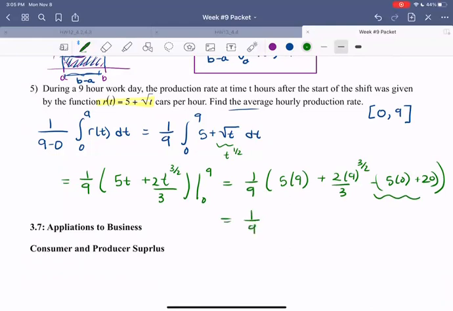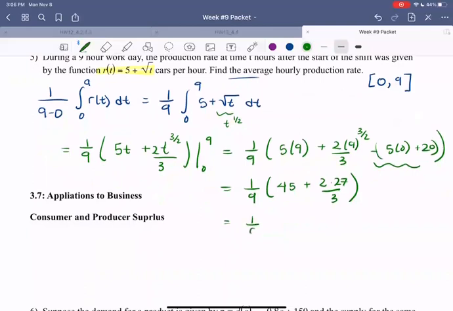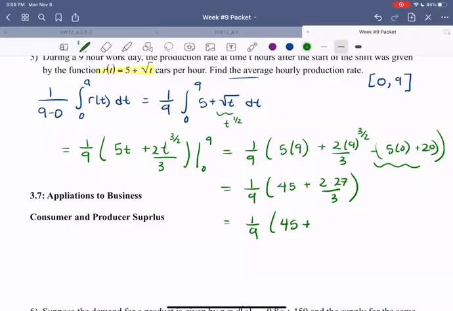So this becomes 1 over 9 times, 9 times 5 is 45, plus 9 to the 3 over 2 is 27. So we get 2 times 27 all over 3. We can further simplify here. So we get 1/9 times 45 plus, well, 27 divided by 3 is just 9, so 2 times 9 is 18. So we get plus 18.